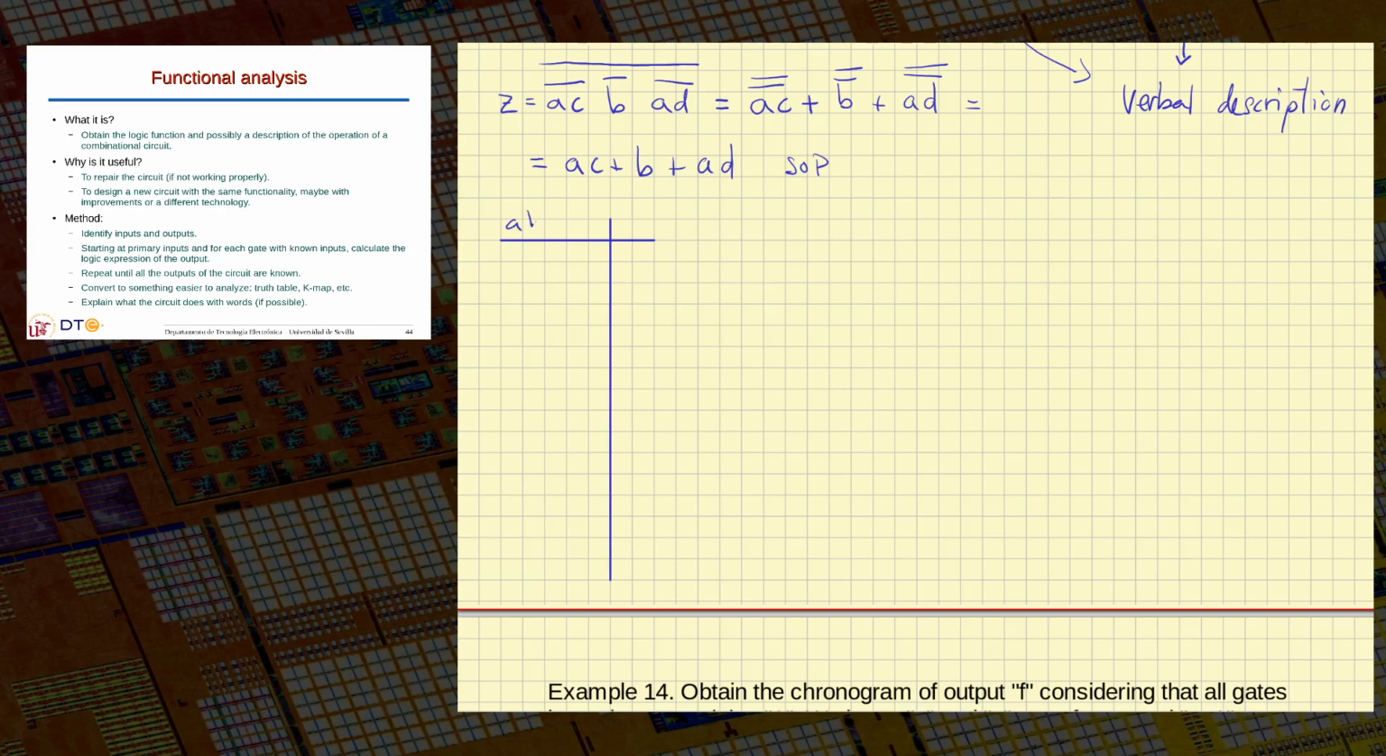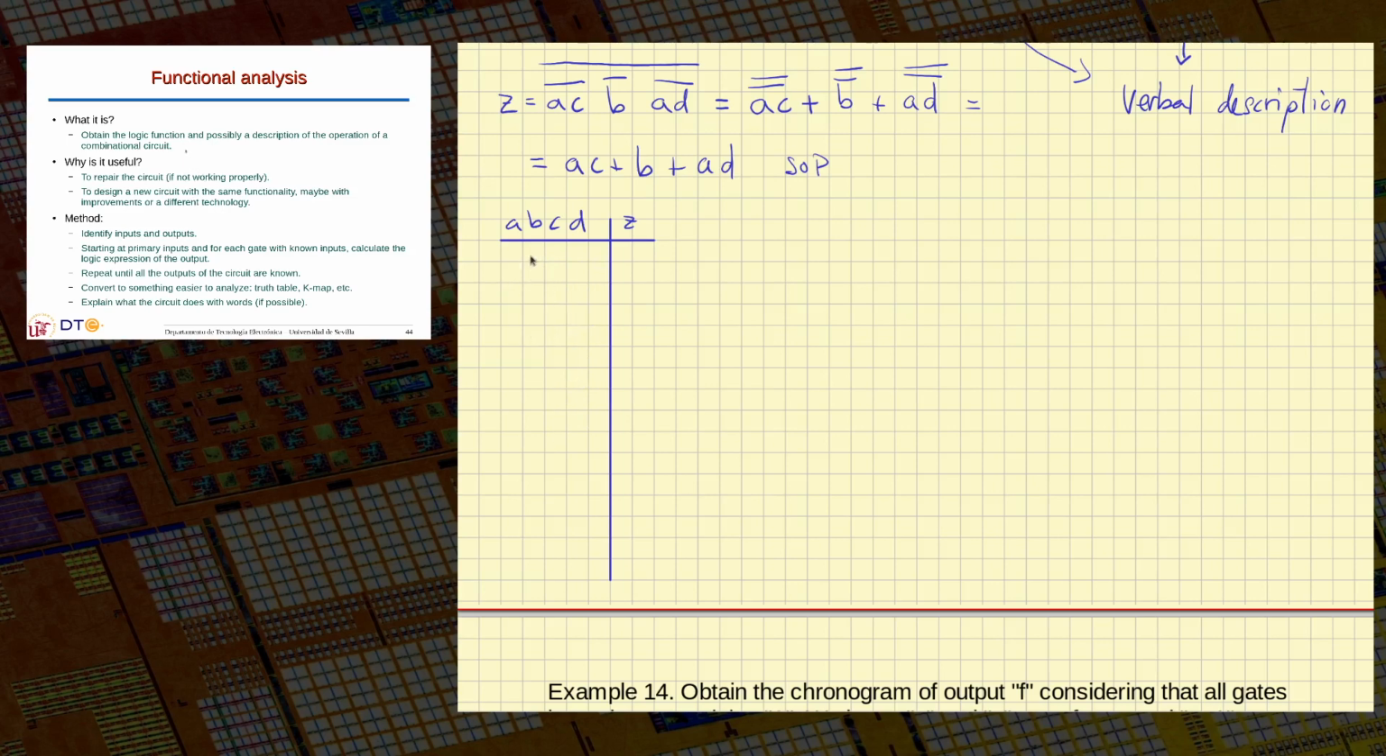We have A, B, C, and D, and I have Z here, and I will write all the values. 0, 0, 0, 0, 0, 0, 1, 0. You can skip this part of the video and do a fast forward if you prefer. It's not going to work like that. I have to write in a more compact way.